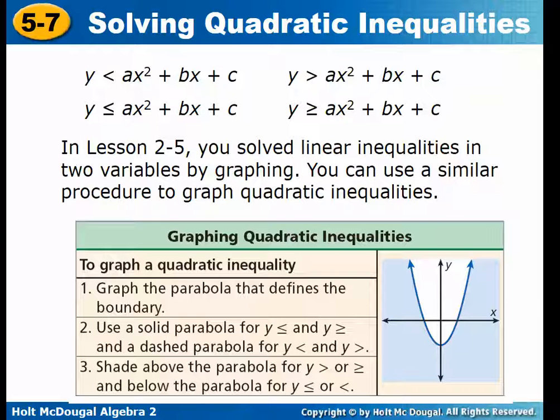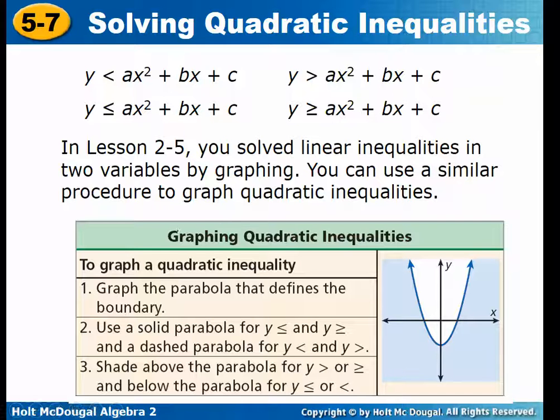And here's the possible ways you could write it. So we might have y is less than the quadratic ax squared plus bx plus c, or maybe we'll have y is greater than ax squared plus bx plus c, or perhaps y is less than or equal to ax squared plus bx plus c, or perhaps y is greater than or equal. So this is going to be similar to our linear inequalities that we just reviewed.